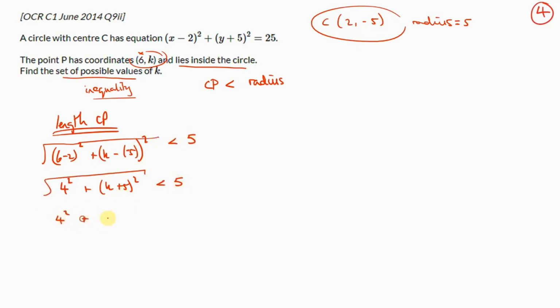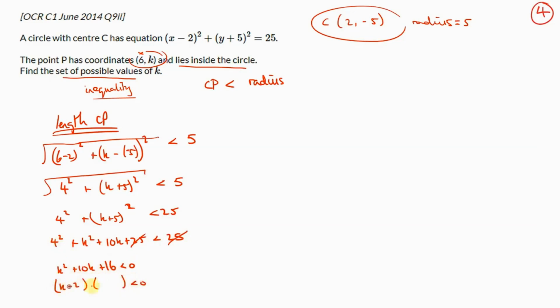Root 25. So now I've got 4 squared plus k plus 5 squared is less than 25. I've squared both sides to get rid of the square root sign. Now I have expanded the brackets, and I have a 25 on both sides, so they will cancel. I'm left with a quadratic inequality of k squared plus 10k plus 16 is less than 0. So if I go to factorise that, it will be k plus 2 and k plus 8. So therefore, I'll have some provisional solutions of minus 2 and minus 8.